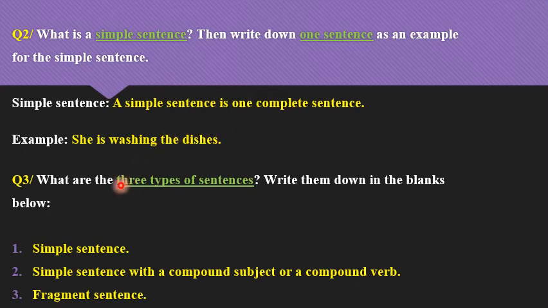Question 3. What are the 3 types of sentences? Write them down in the blanks below. So again, like I mentioned over and over, what are the 3 types of sentences? Simple sentence, simple sentence with a compound subject or a compound verb, and you have fragment sentence. These are the only three types. And now we took the fourth one, which is the compound sentence, okay?